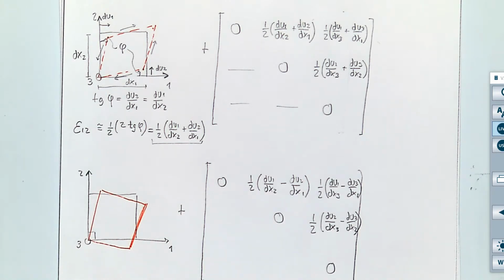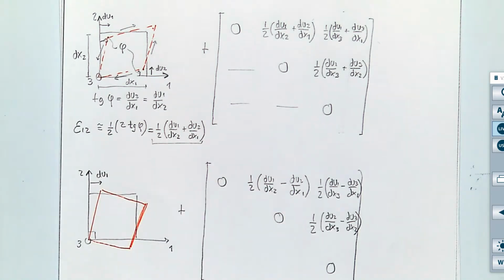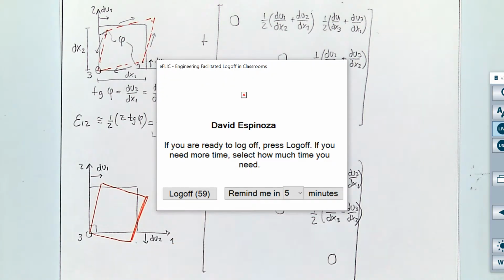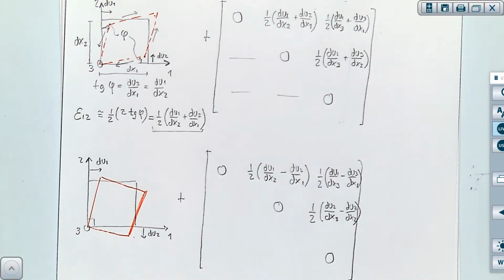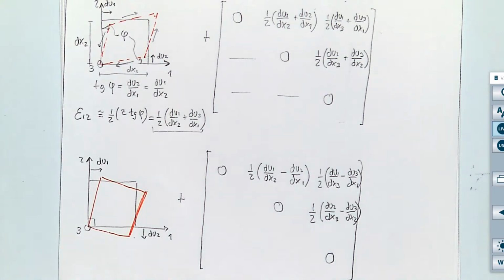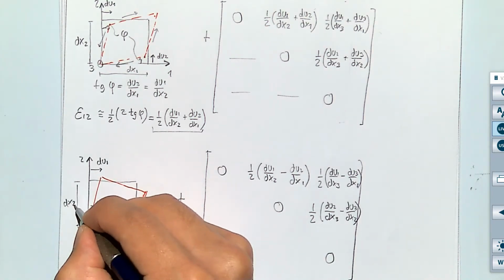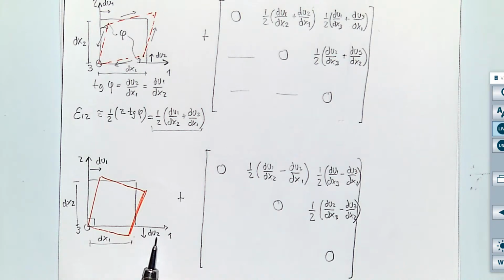It's just a rotation. In this case, I have a positive displacement in direction 1, but notice that now I have a negative displacement in direction 2. But it is very similar as before. This is dx2, this one is dx1, but now this is a negative change.